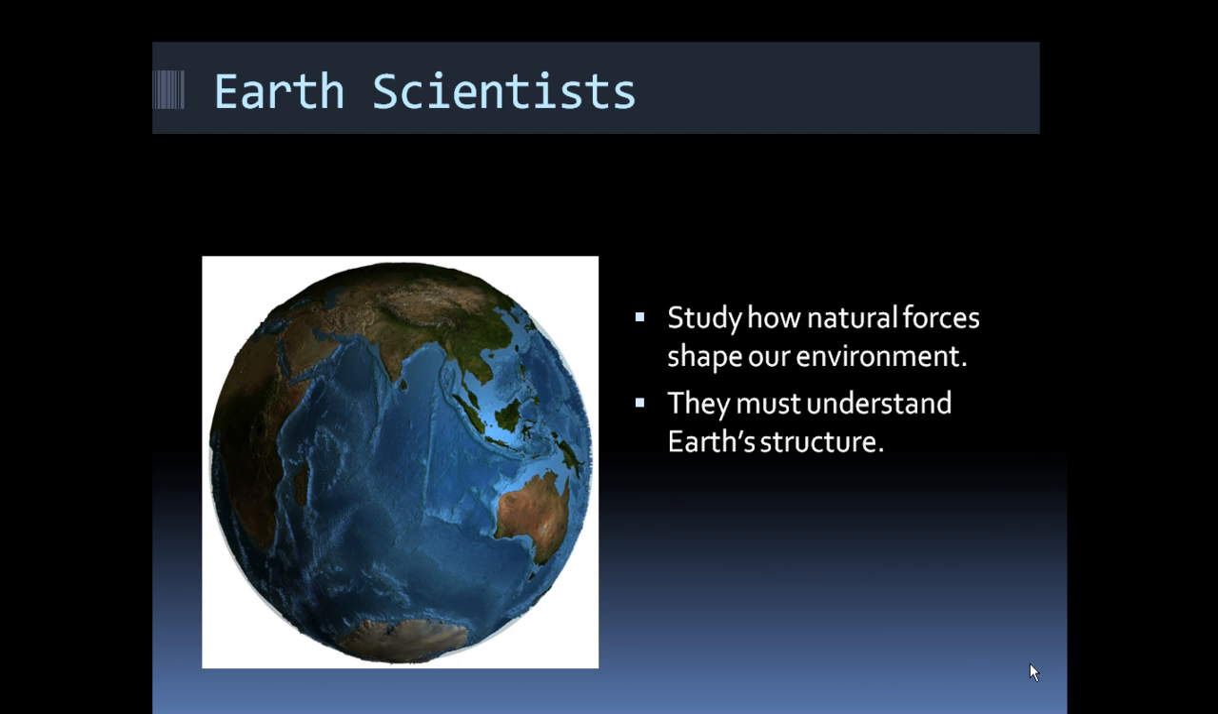And of course, we're studying earth science. So earth scientists can be any kind of scientists that study anything that happens on Earth. There's so many different parts to earth science. But it's mostly important that we understand Earth's structure.